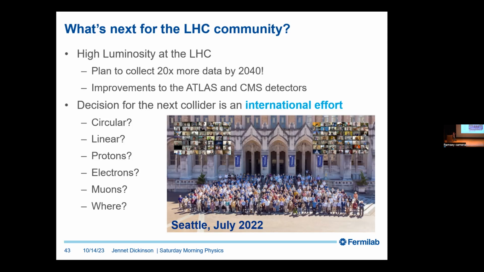What are we going to collide? Are we going to collide protons or electrons or muons? Something that lately has been gaining traction. And then where are we going to build it? That's more of a political question, but that is a question.